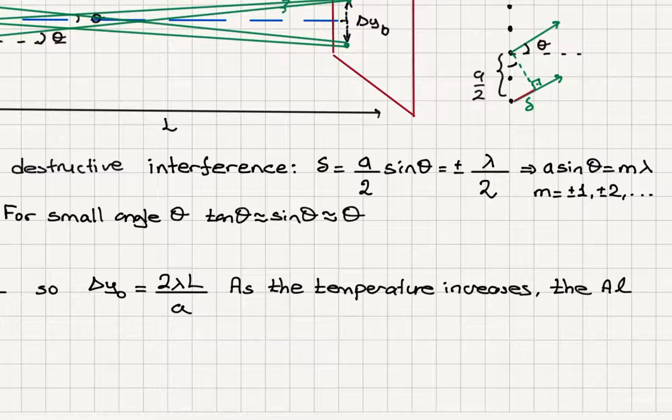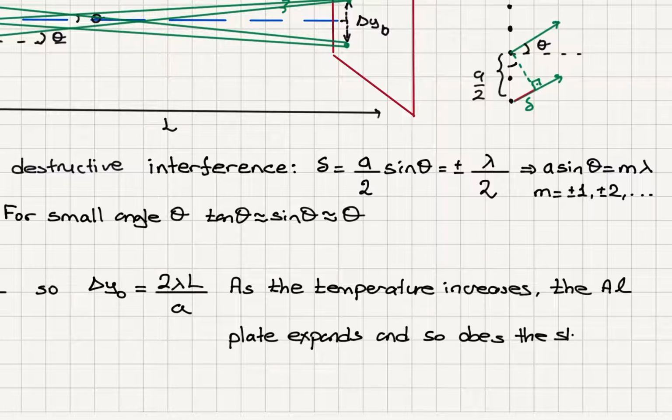The aluminum plate expands, thermal expansion, and when you have an object that goes through thermal expansion with a hole in it, the hole expands the same way as the object. So we find that so does the slit. The slit also is going to expand.